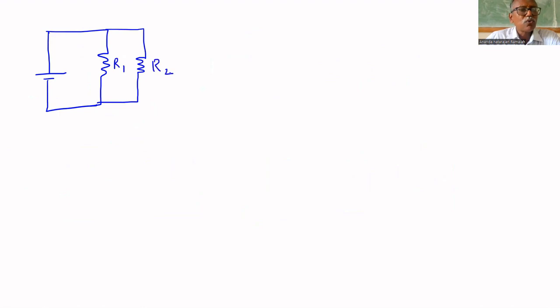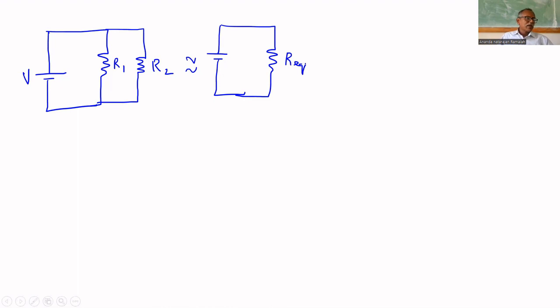Now, this is R1. This is R2. Applied voltage is V. I am finding an equivalent circuit that gives the same total current. That resistance is called R equivalent. I am replacing R1, R2 by R equivalent. Suppose current through this is 2 ampere, here also 2 ampere, same current. Here I am giving 5 volt, here also 5 volt. That's why this resistance is called R equivalent of the parallel combination of R1 and R2.